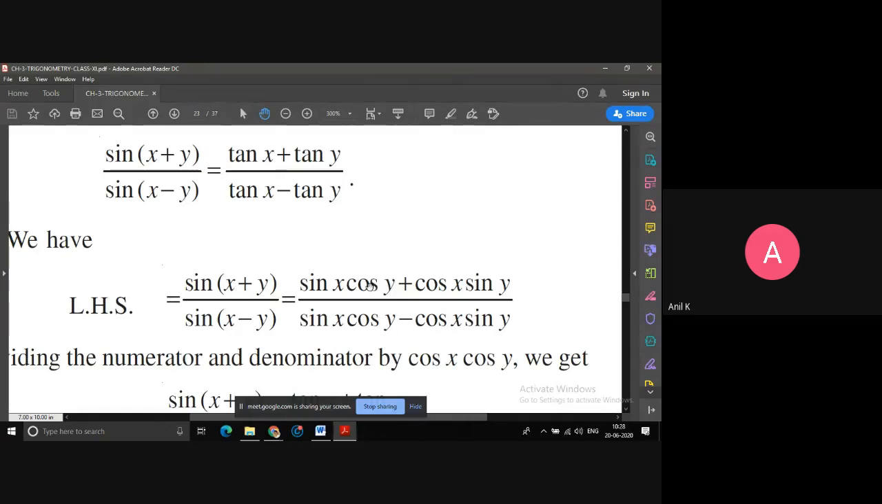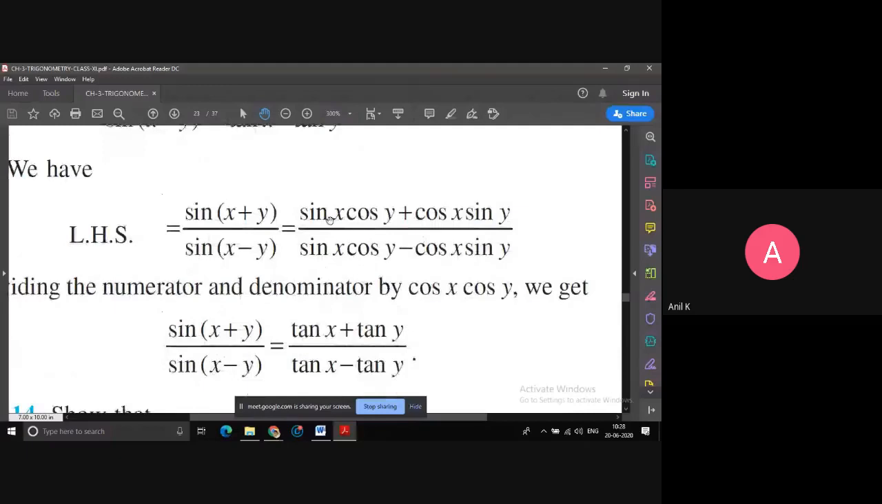To achieve this goal, what I do is each and every term, this term, this term, this term, and this term, all four terms in the fraction, are going to be divided by cos x cos y. If I divide every term by cos x cos y, we are not creating any problem with the fraction. The fraction will still remain the same. So if I divide the first term by cos x cos y, this cos y will get cancelled, then sin x upon cos x is going to be tan x.